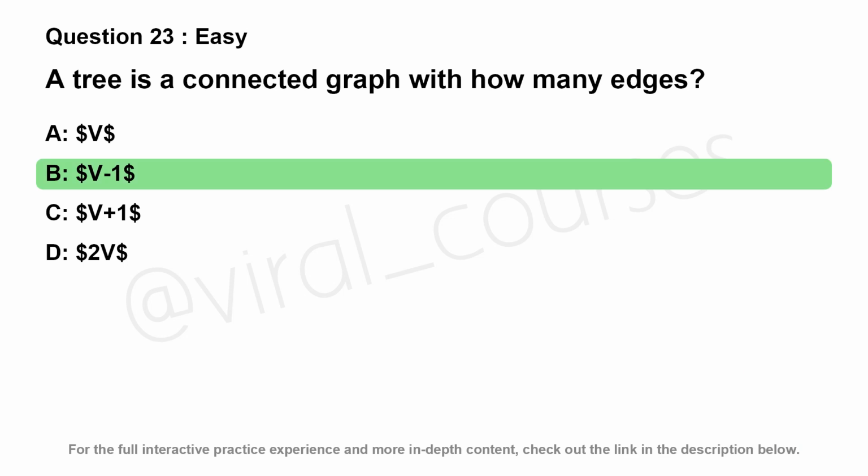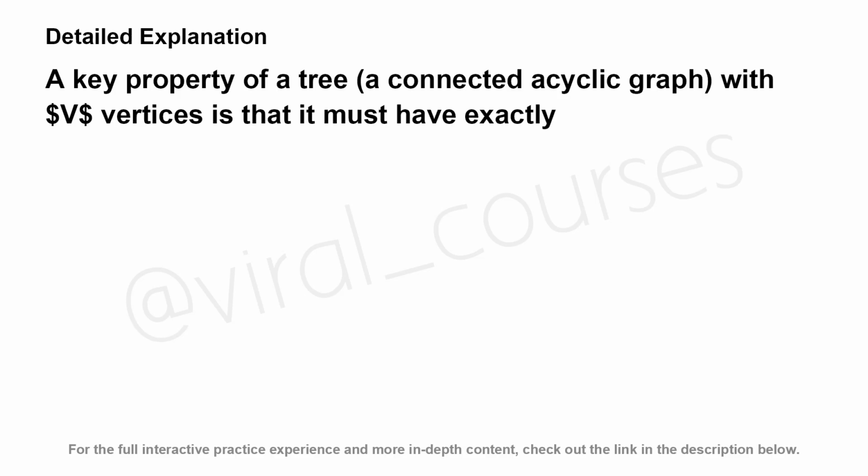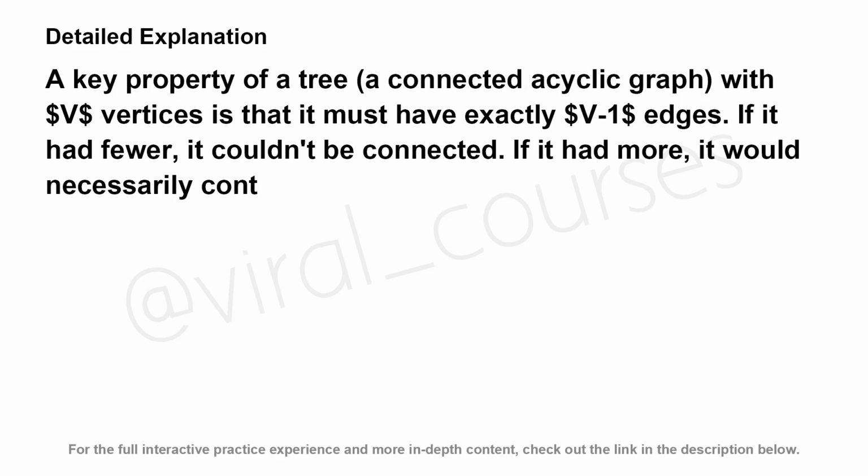The correct answer is B. A key property of a tree, a connected acyclic graph, with V vertices is that it must have exactly V minus 1 edges. If it had fewer, it couldn't be connected. If it had more, it would necessarily contain at least one cycle.